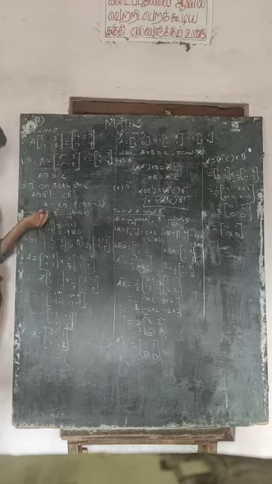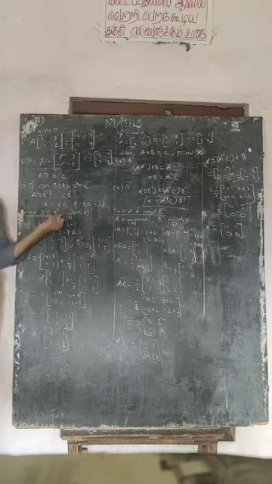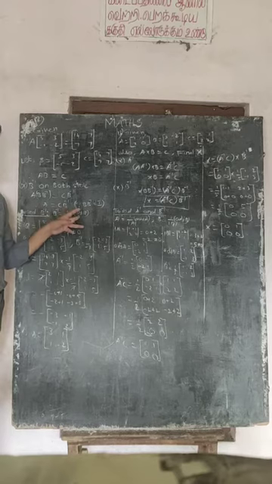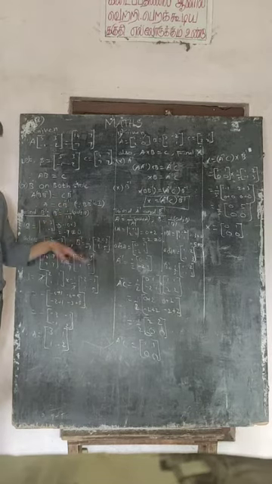Now if we want the matrix A, what should we do? It is enough to find CB inverse. That means the matrix C should be multiplied by B inverse. We know the formula for B inverse. Very simple to find B inverse. B inverse is equal to 1 by determinant of B into adjoint B. So 1 by modulus of B into adjoint B.